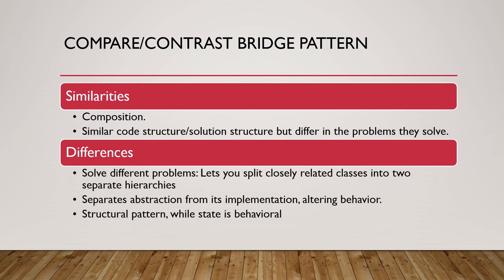Also, with the bridge pattern, we are splitting closely related classes into two separate hierarchies. For example, just a random example, we could have one hierarchy of classes that have to do with shirts, and another hierarchy of classes that have to do with colors. And there would have to be a bridge and a way to make the two hierarchies of classes work together. So in a way, it's more similar to the adapter pattern, in that we're adapting an interface to work with another.